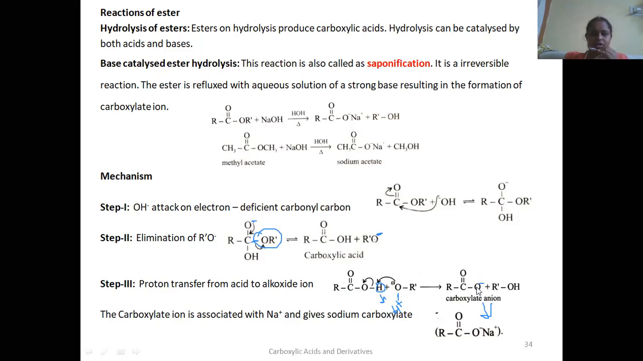Therefore, oxygen is getting a negative charge, and this negative charge on the oxygen is stabilized by associating with the Na plus ion present in the solution, from the NaOH. This is the base catalyzed ester hydrolysis. We have one more ester hydrolysis, that is when acid is used. As here we have used base, let us see the same reaction when acid is used, and how the reaction is initiated when acid is involved as a catalyst.